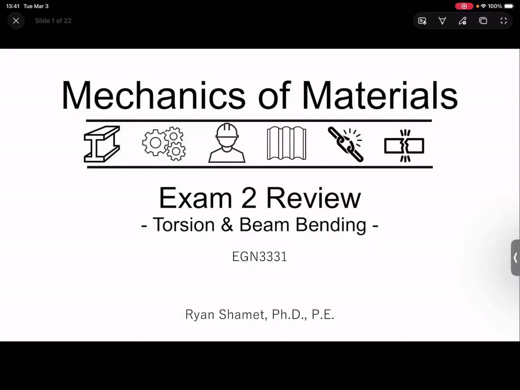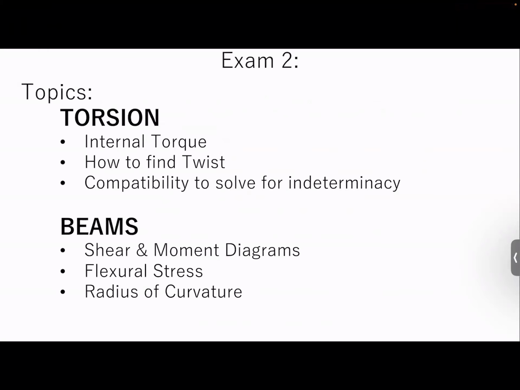There are two primary topics on the exam, and we're going to go over a little bit about what to expect. There's the torsion, which we talked about way long ago, right after exam one. I know that was kind of hazy for some of y'all, so go through those slides again, and we have some examples here. It covers how to understand internal torque based off of external applied torque, how to find twist, and also how to solve indeterminate structures using compatibilities when it comes to twist.